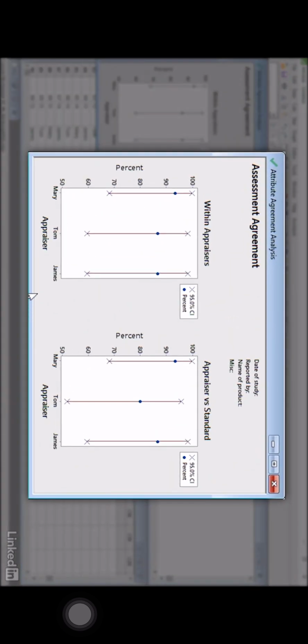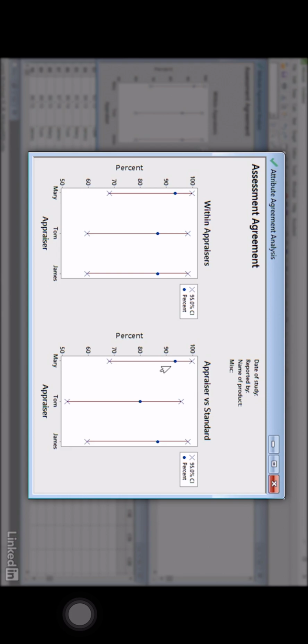The first thing we see is a very nice chart showing the assessment agreement. On the left side, you have within appraisers, and the right side, you have the appraiser versus standard. The blue dots are the actual mean values, and the red lines indicate the confidence intervals for each of these appraisers. As you can see here, Mary has done a great job above 90%. Tom and James are below 90%. On the right-hand side, similarly, Tom is not as good as the rest at about 80%, and Mary is still the best with respect to agreement with the correct answer.